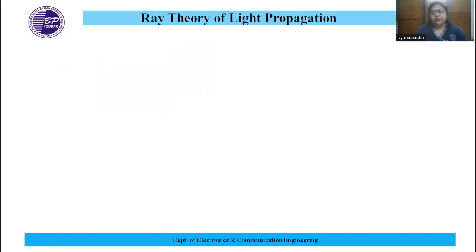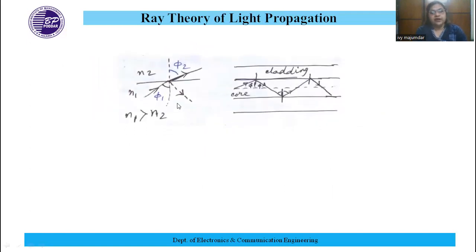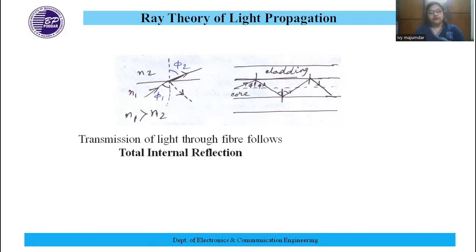Now, how ray propagates through fiber? We know that when a light ray falls at the interface of denser medium to rarer medium, it moves away from the normal. And if it is greater than a particular angle known as critical angle, it will reflect it back to the first medium. And this is known as total internal reflection. Ray through light propagates following this total internal reflection.